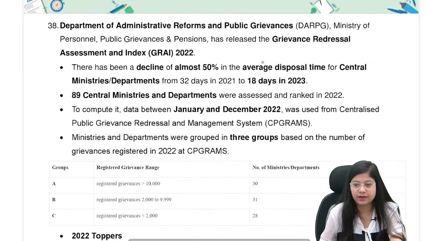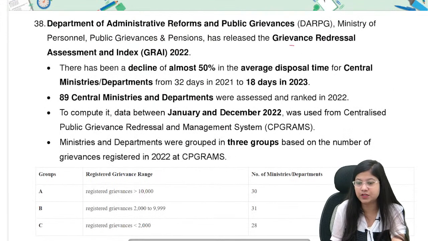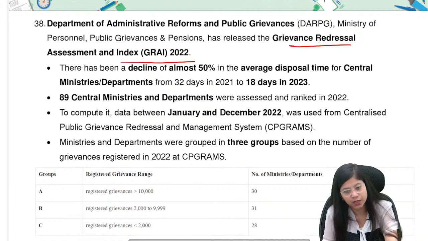Okay, so here we have the grievance redressal assessment index for the entire year of 2022.